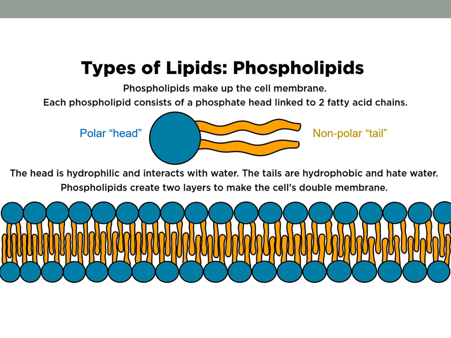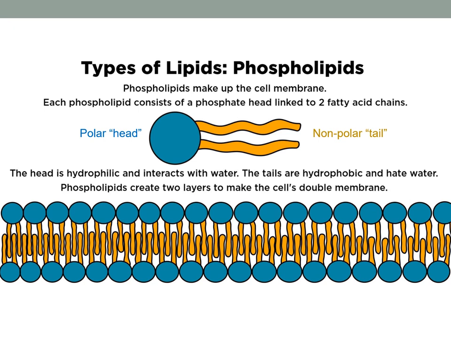So if I look at the membrane that surrounds each one of my cells, what I will see is that membrane is composed of these phospholipids arranged in this specific pattern. We call it a phospholipid bilayer. Bilayer just means it's two layers. So I have one layer of phospholipids all with their heads up and their tails down.